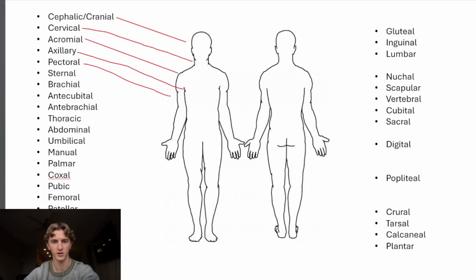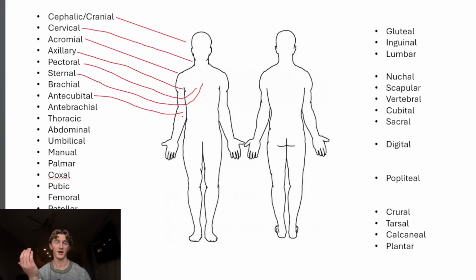Pectoral is referring to the chest. Sternal is referring to your sternum, which is medial to the chest right about here. Antecubital is going to be the anterior portion of your elbow. You have your elbow, which is on the back of your arm, but antecubital is the anterior version of where your elbow is. Antebrachial is going to be the forearm region, which is distal to the brachial region, which is just your arm.